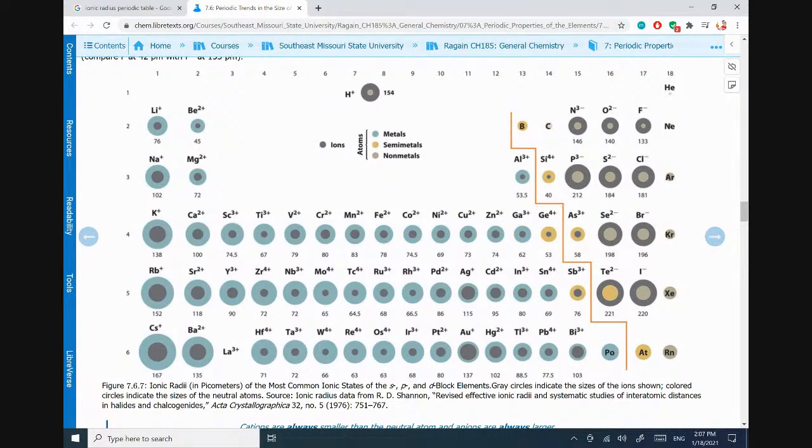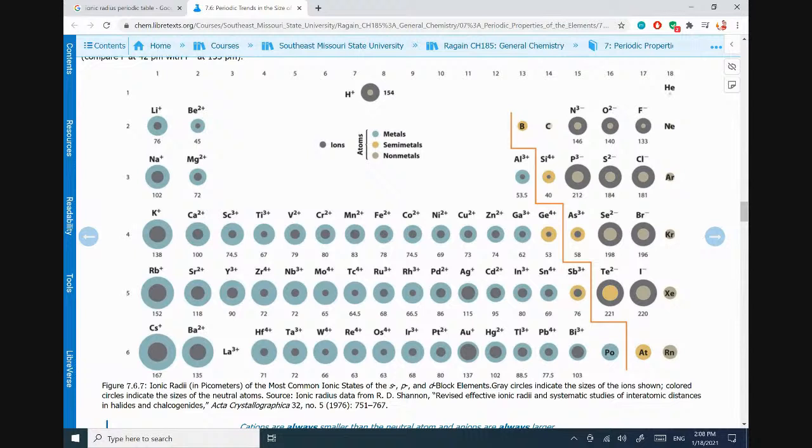Yes, the ions are in the center. The gray is the ion and the brown is the normal atom. So we can say that the metals all shrink, don't they? Makes sense, because you lose electrons, you lose an outer shell, so they're going to shrink in size. All the non-metals are growing, ballooning. So we need a +1 and a -1 of similar size.